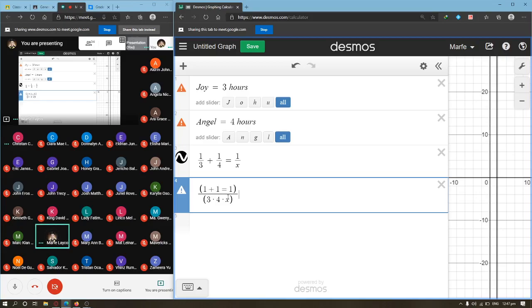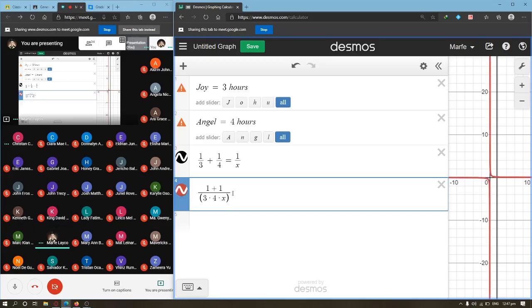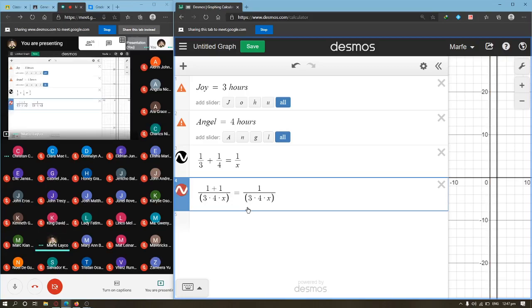Question? Nalabuan? Sige, tanong. Wala. Okay. So, hindi kasi convention. So, ayan. Equal to 1 over. Yan. Okay? Ayan.